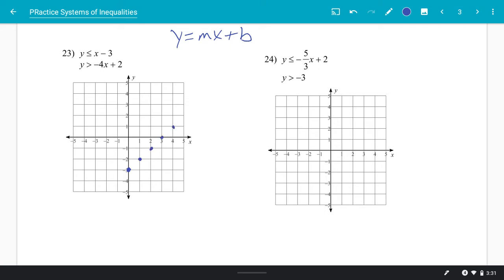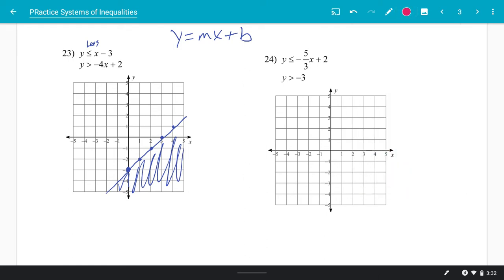And it has a line underneath, so that tells me it's going to be a solid line. And I finish by putting my point on the y-axis and reading the sign, and this sign says less than, so I would shade below that particular line.